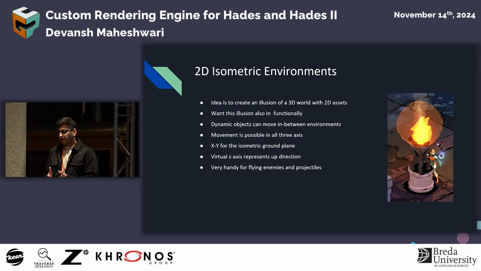So we also don't want this illusion to be only a visual. We also want it functional. So we want our dynamic objects, like the players, the enemies, all kinds of stuff, moved between the environments, and also want movement to be possible in all 3 axes. So the X and Y axes, which is the isometric ground plane for us, and we also have a virtual Z axis, which represents an up direction. So we have a 2D game that has 3 directions, and the up direction is particularly useful when you have designers wanting to throw up projectiles, or if you have flying enemies and things like that. So all of these ideas combined give a very 3D appeal to the game, and it is actually just made up of 2D assets. All right.